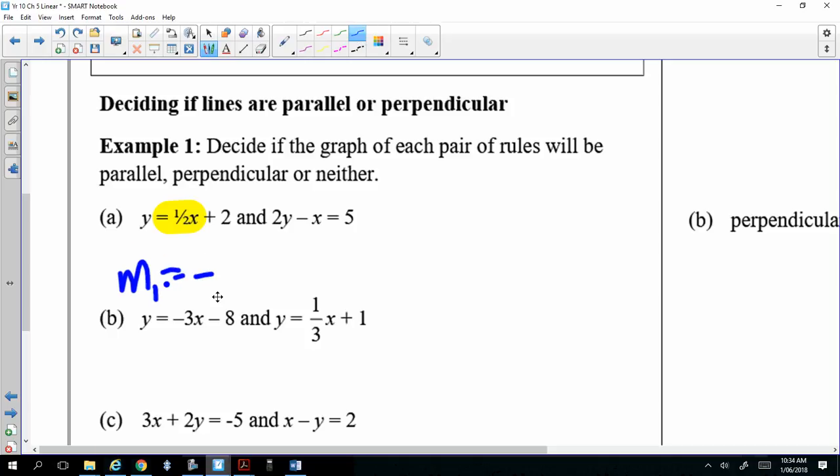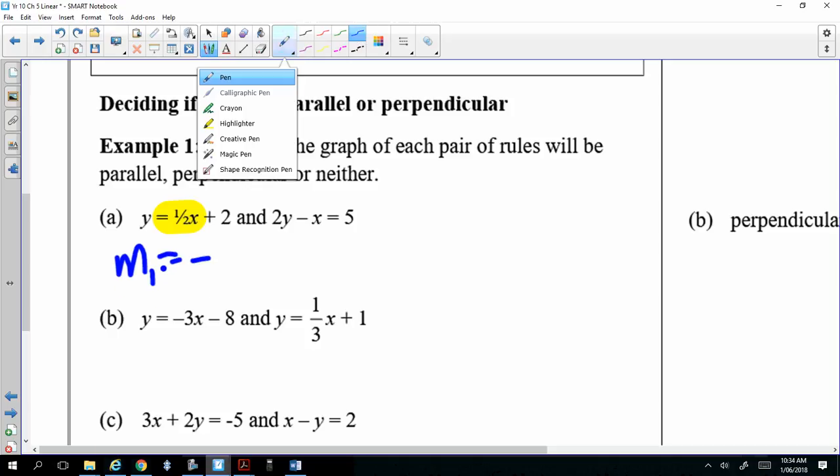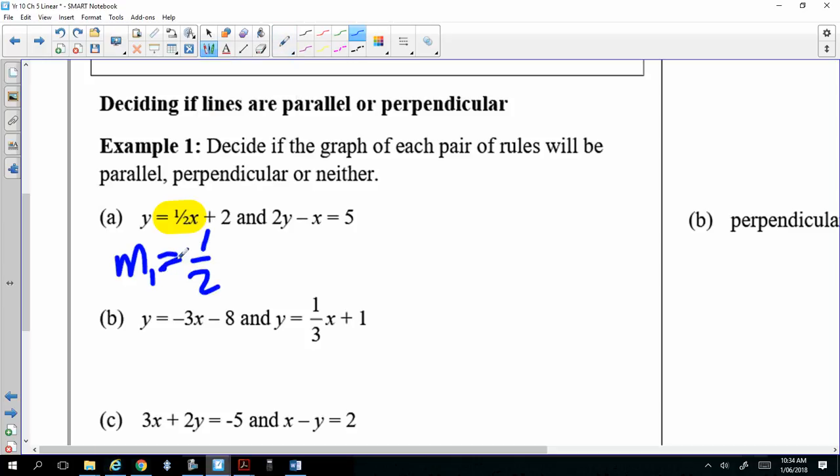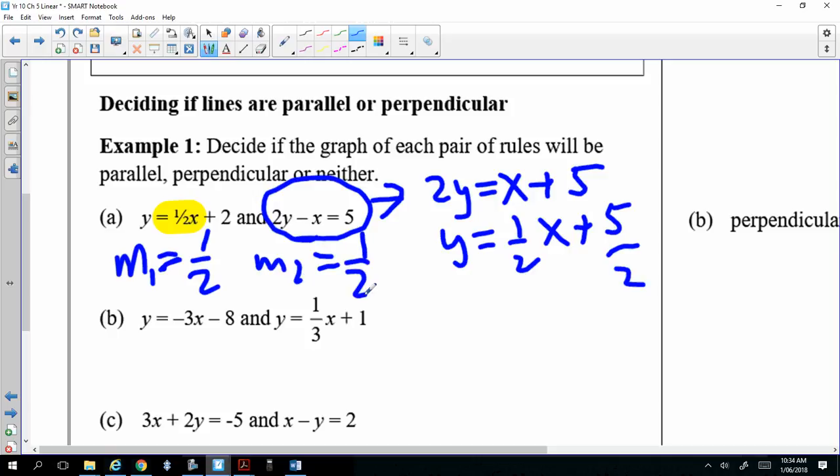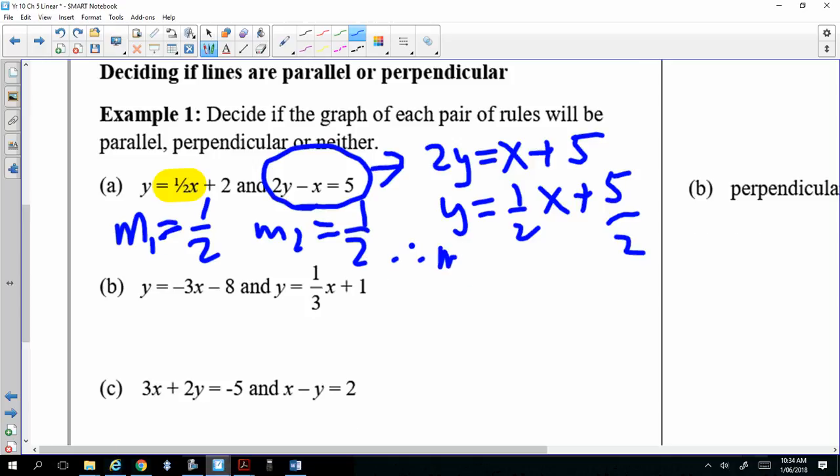m1 equal to half. And m2, you have to make y the subject. So you go 2y equal to x plus 5. y equal to half x plus 5 over 2, which means m2 equal to half. Oh, they're equal, isn't it? So you write, therefore, m1 equal to m2. And what conclusion do you make? They are parallel.